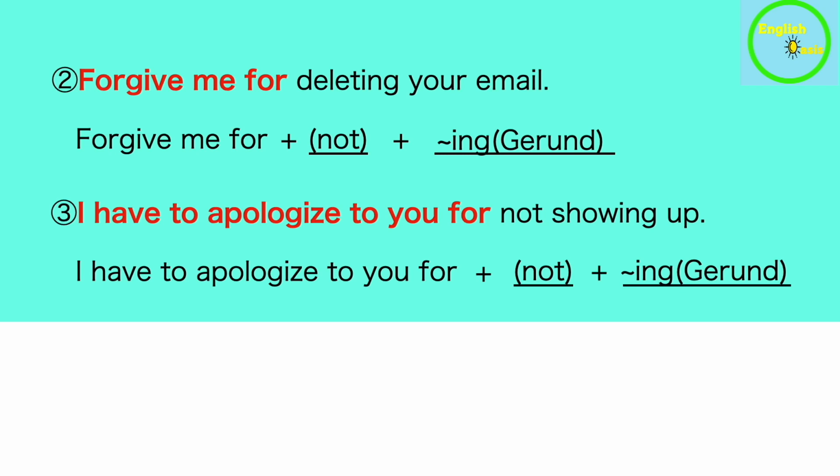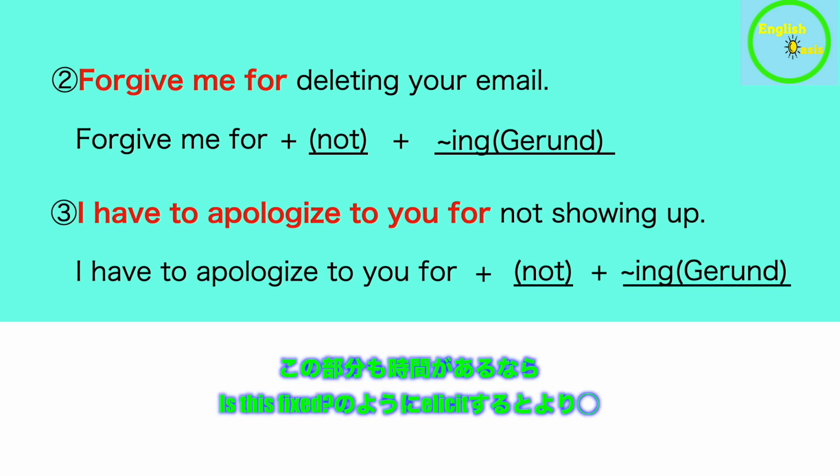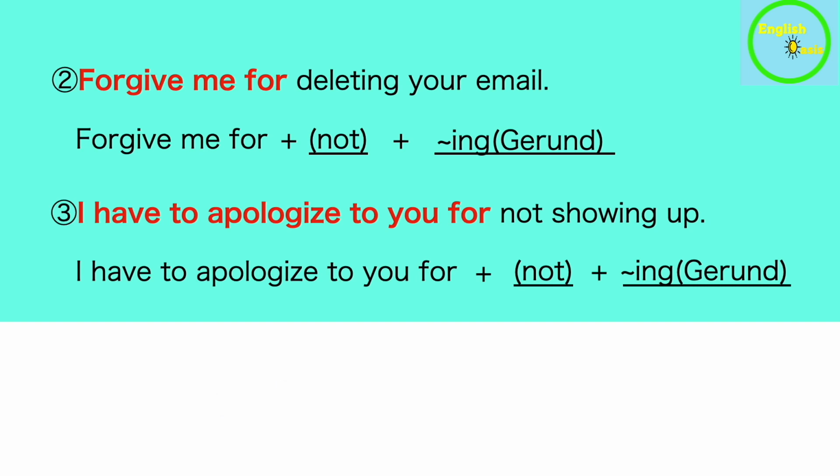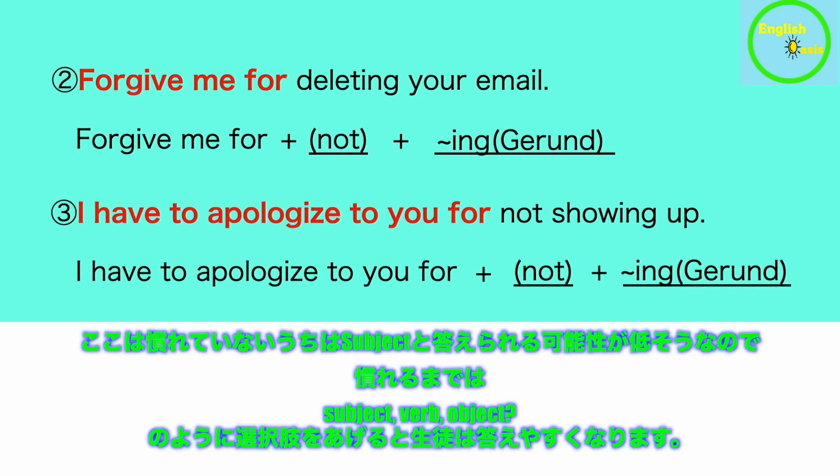Number 4. I'm really sorry I borrowed your pen without asking. So I'm really sorry is fixed. You can't change. After I'm really sorry, what form do we need? Do we need gerund? No. Please check. After I'm really sorry, we have I. What's the function of this I in this sentence? Is it a subject, a verb, or an object?